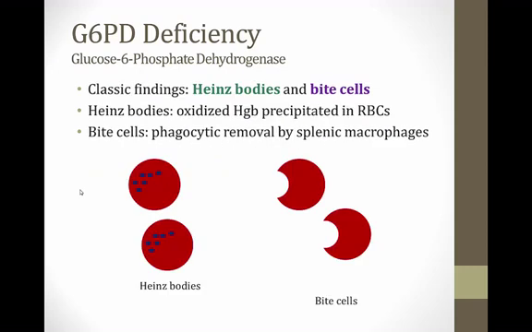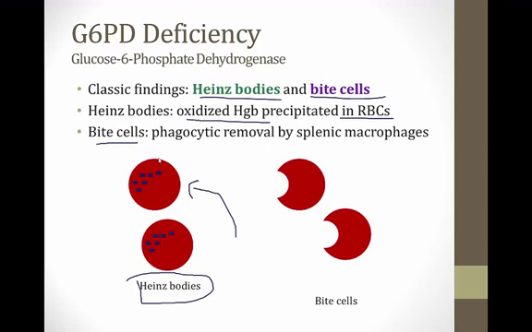There are two classic findings of a peripheral blood smear for a G6PD deficiency. The first one is called Heinz bodies, and the second one is called bite cells. Heinz bodies are oxidized globin chains that have precipitated inside of the red cells. This is a drawing of what they might look like here. You can find actual smears online of what they look like. Bite cells are phagocytic removal by splenic macrophages of the Heinz bodies. So when these type of cells enter the spleen, the macrophages try to eat the Heinz bodies, and as a result they generate red blood cells that have a bite taken out of them, and those are called bite cells.